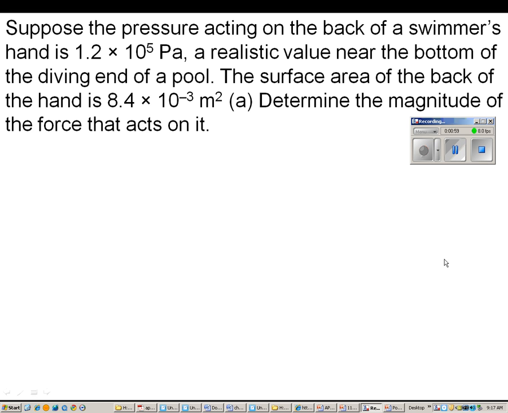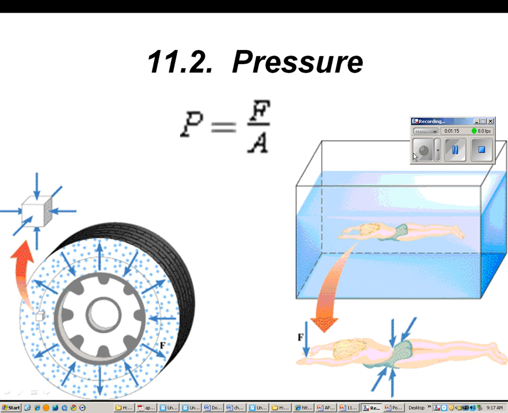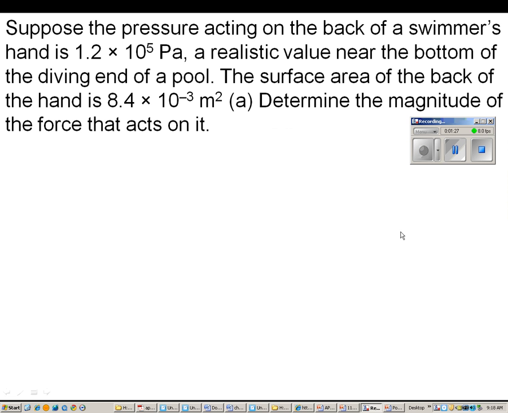We have here, suppose pressure acting on the back of a swimmer's hand is 1.2 times 10 to the 5th pascals. And Pa stands for pascals, and that's our units for pressure. If we go to the previous equation, we see that pressure equals force over area. That's newtons per meter squared, which is the same thing as a pascal. So newton per meter squared is the same as a pascal.